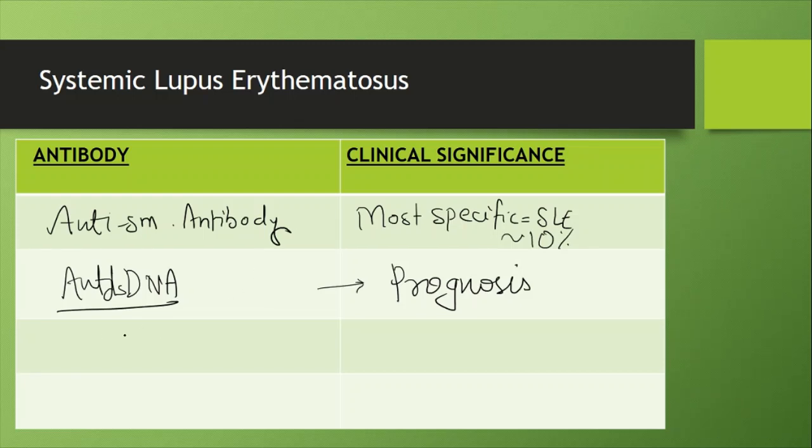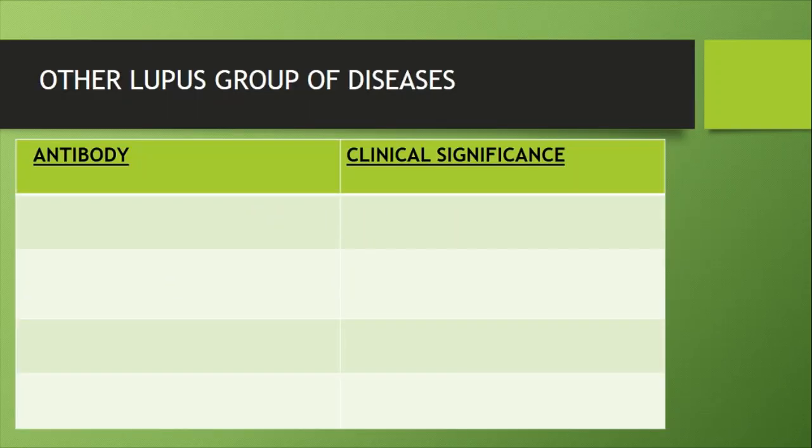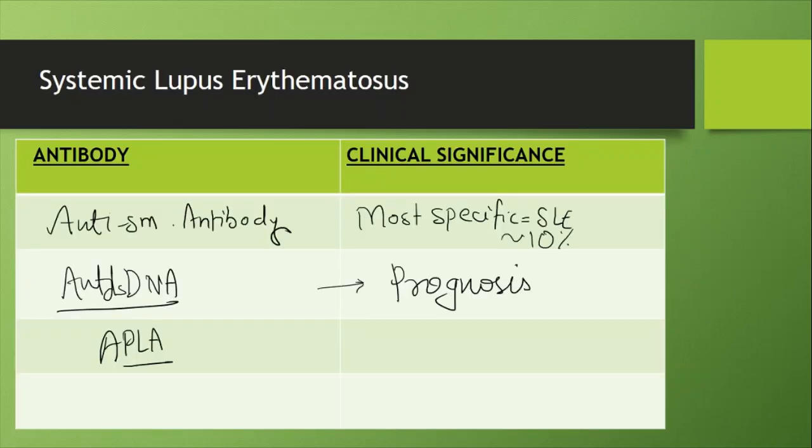Then you have the third antibody which has recently been included, that is antiphospholipid antibody, which is APLA. Now what is this APLA? APLA is an antibody against beta-2 glycoprotein 1, and this is associated with thrombosis, risk of thrombosis and recurrent abortions.